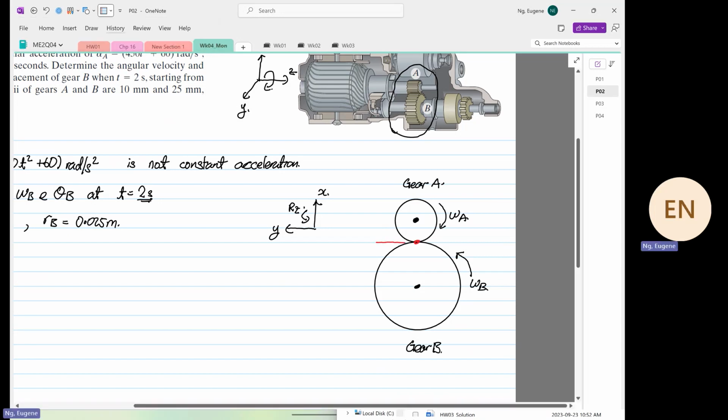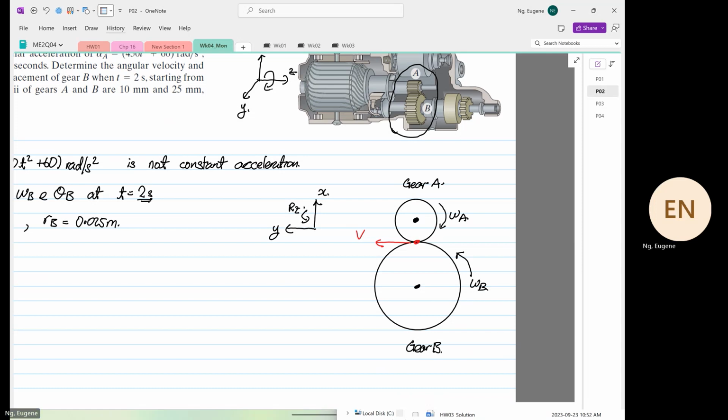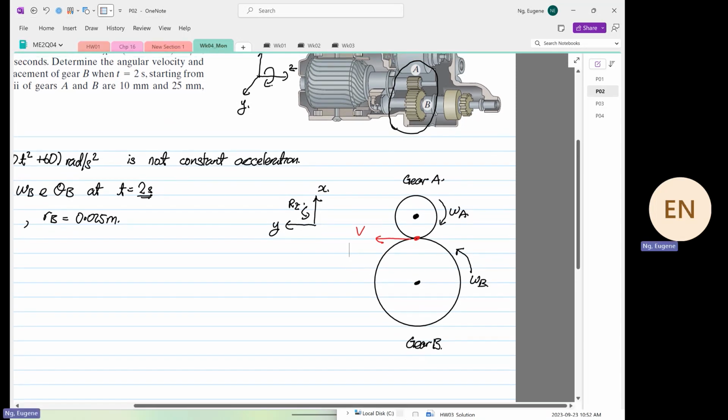Okay, it's moving at a velocity v. Yeah, I'll call it v. Okay. So that's all you need to focus on. Are we clear? Okay.